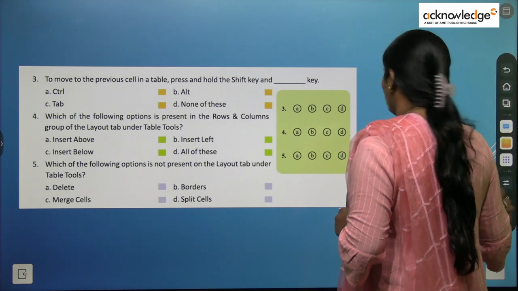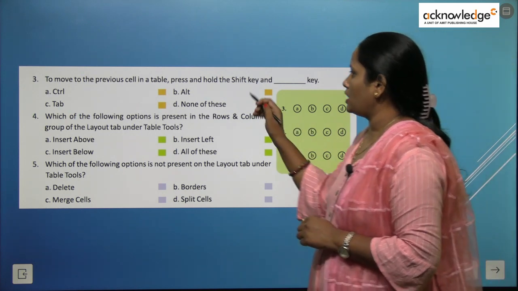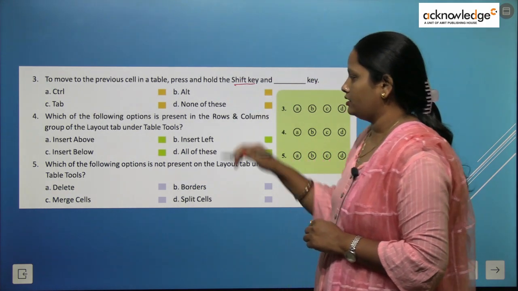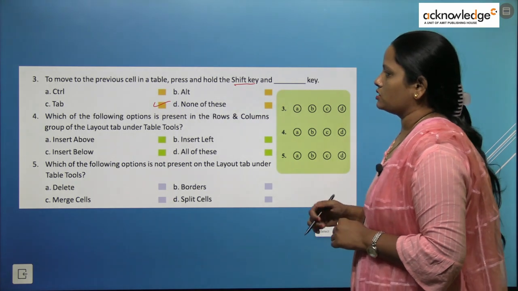Next, to move to the previous cell in a table, press and hold the Shift key and the Tab key. We have to click on this tab option.